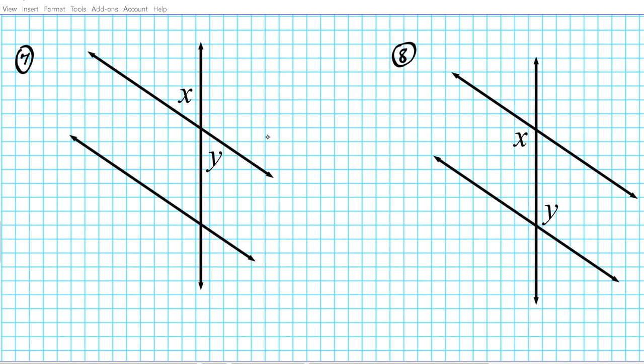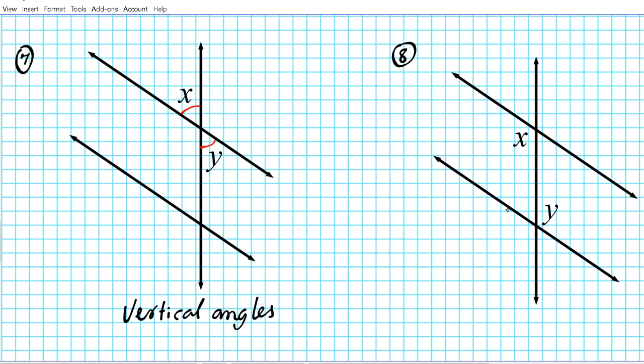All right, let's take a look at question 7. If you look at these two angles right here, you have two intersecting lines that create two angles that are opposite each other. Now, what do you call that? Two opposite angles formed by two intersecting lines are known as vertical angles. And a side point is that vertical angles are always congruent.